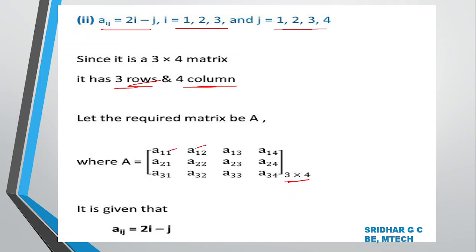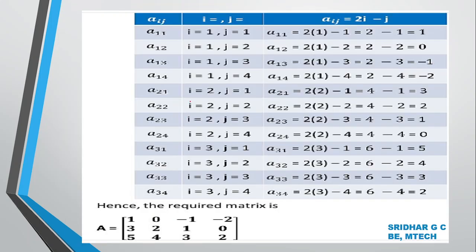So A11, A12, A13, A14 like that. Write all the elements for 3 cross 4. Okay. Next, they have given this equation. In the same way as we solved the previous problem, let us solve this one. So Aij equals 2i minus j. So substitute i equals 1, j equals 1 for A11. You can see here i equals 1, j equals 1. So we can solve this by substituting in this equation 2i minus j.